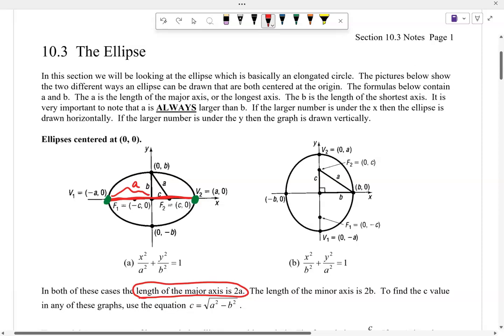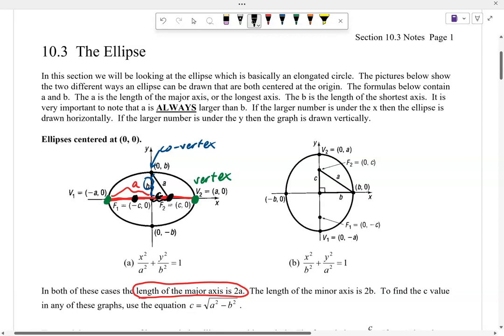The minor axis: the distance to one of these, this is referred to as a covertex right here. Again, the green ones are the vertices. Two vertices, two covertices. And see how this distance here is B? So the distance from the center up to a covertex is B. And then finally, the distance from the center to one of these foci, my focus points in black right here, that distance is C, okay?